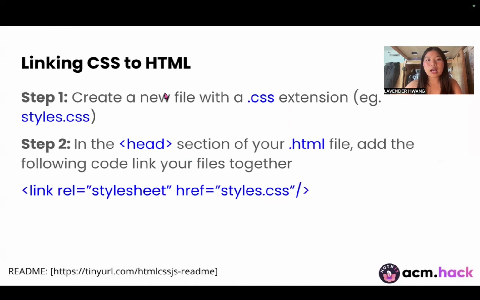So how do we actually link the CSS to the HTML? First we're going to create a new file with the .css extension, and it's standard practice to use either styles.css or style.css, but I'm going to use styles. Then in the head section of your HTML file, you can add this code. This is a link tag basically saying, okay, I want to link styles.css, and that's going to be my style sheet for my index.html.